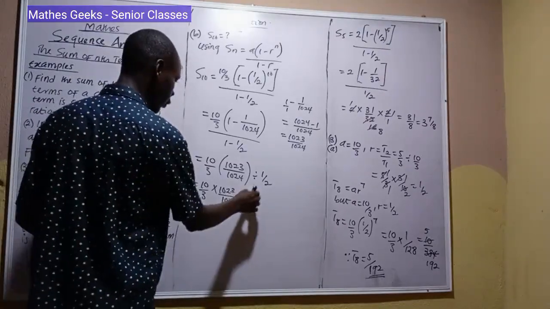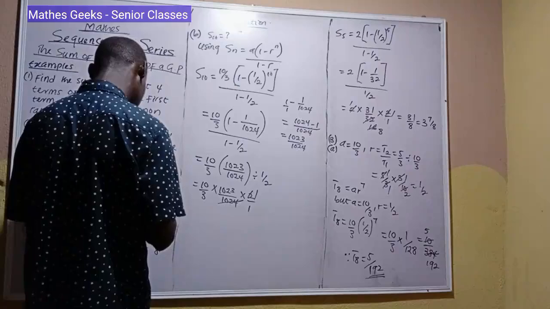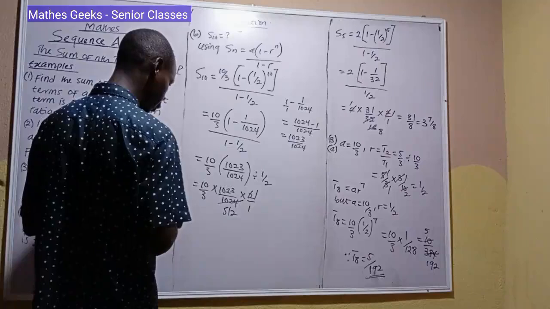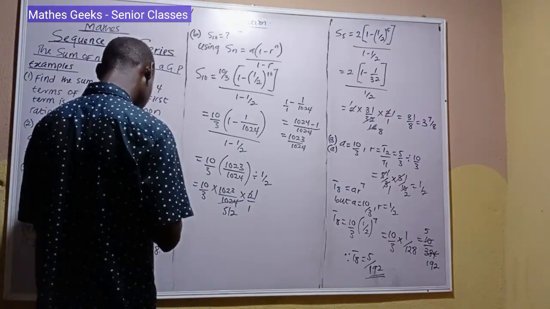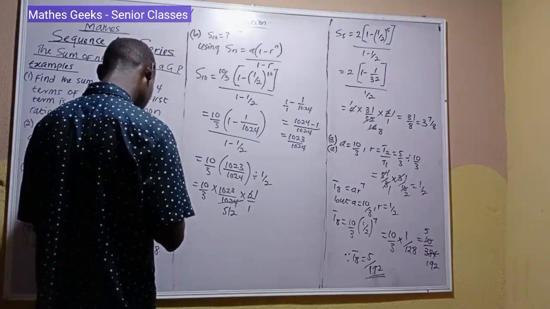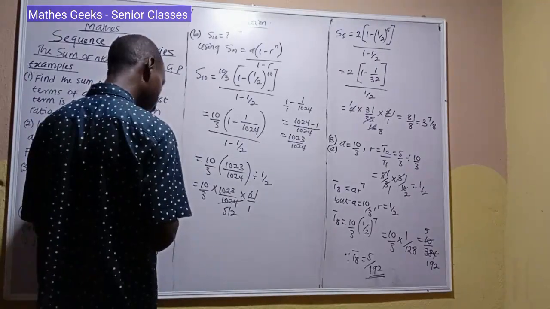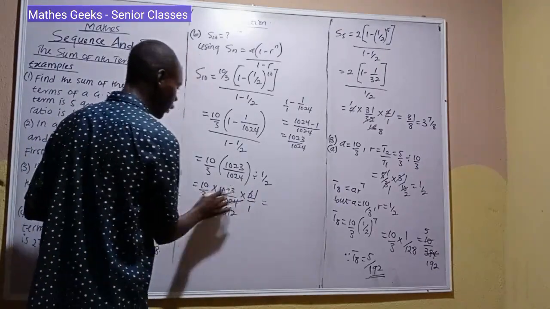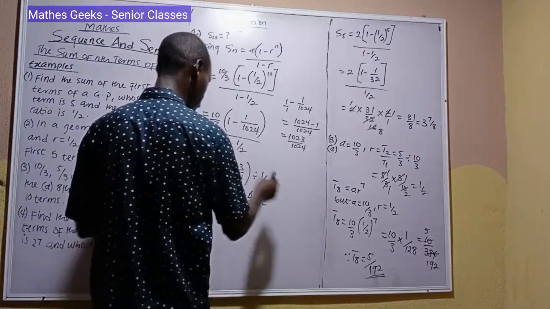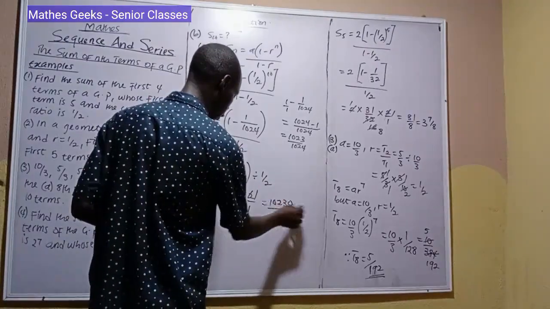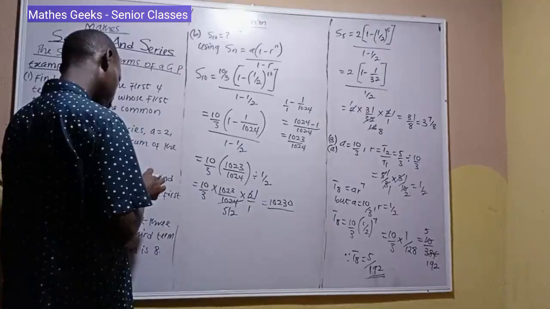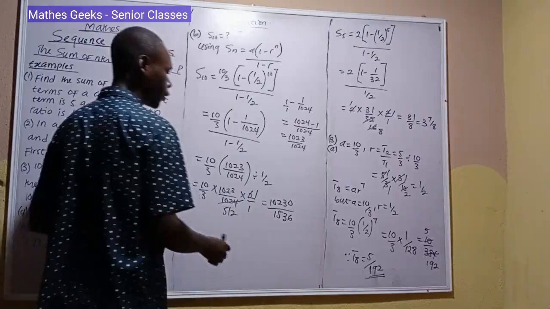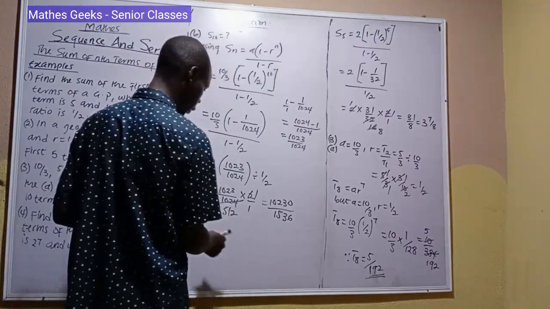So 2 here 1, 2 here 512. So 10 times 1023 gives us 10230 divided by 512 times 3.